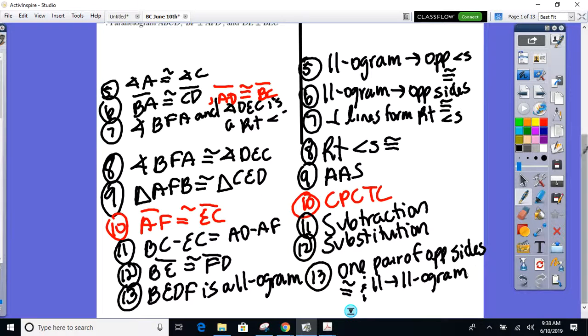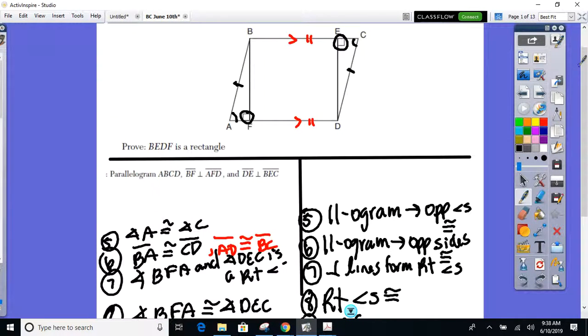And then what did we talk about on Friday? How do you make a parallelogram into a rectangle? Show it has a right angle. Where's that? You guys choose. Where do you want the right angle to be? Because I can't use these. These two are not in the parallelogram. Use a different one. Where am I going to put them?